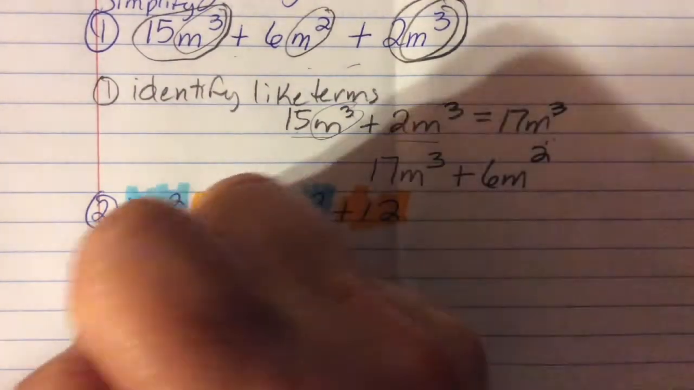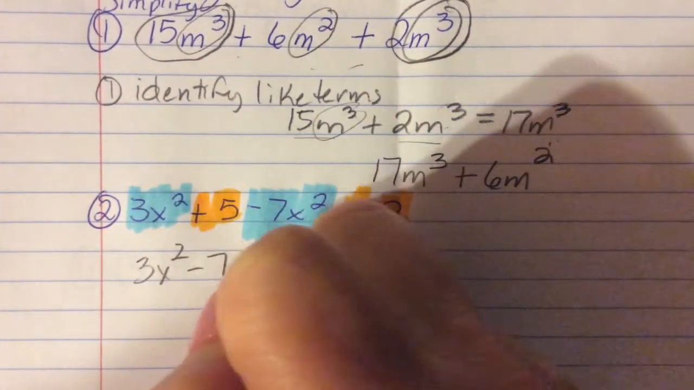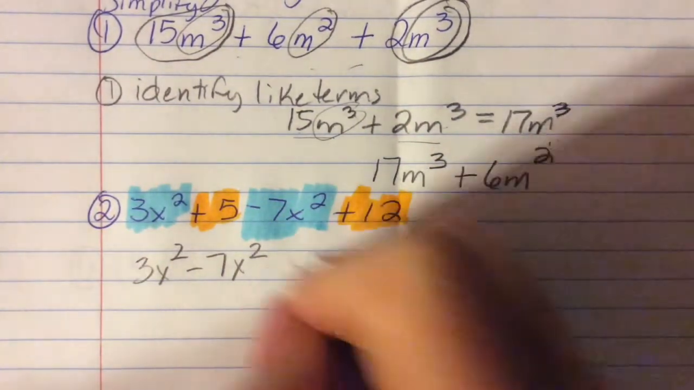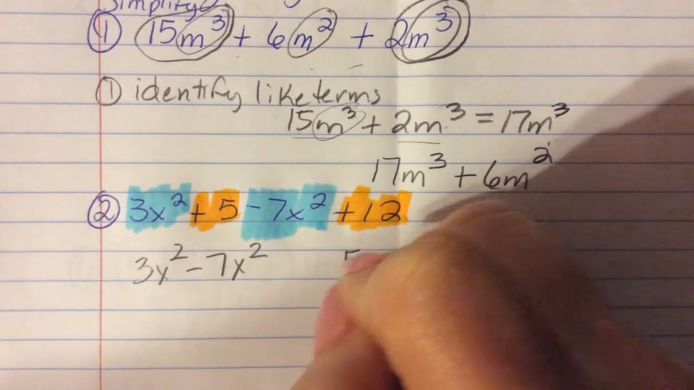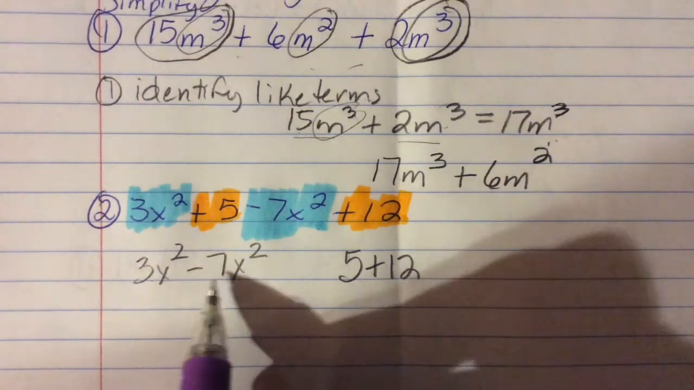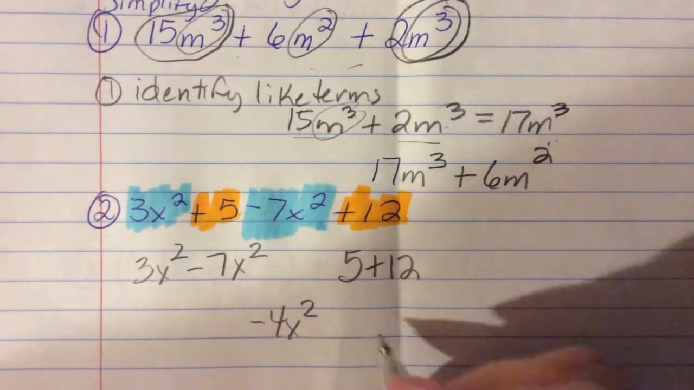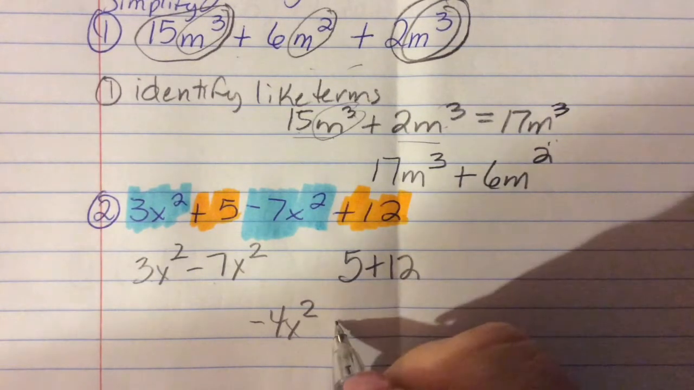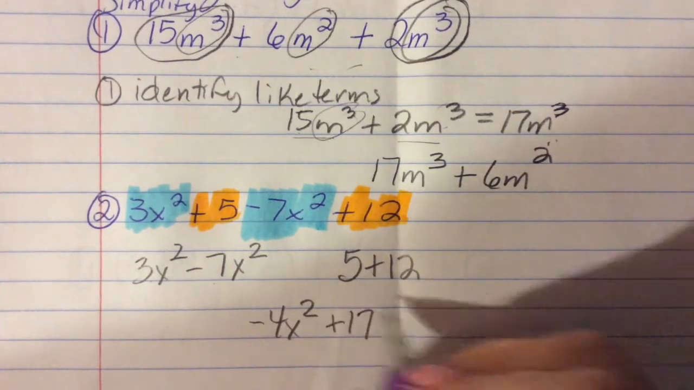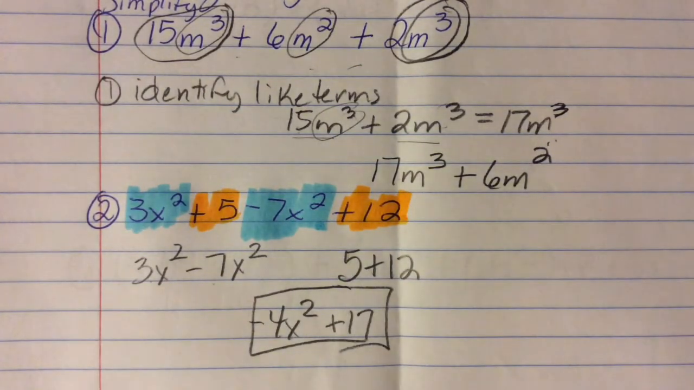One way is I can write them down. So this is 3x squared minus 7x squared. Okay, and then I'm going to put the other two together. It's a 5 plus 12. Okay, so 3 minus 7 is a negative 4x squared. And then 5 plus 12 equals plus 17. So there's this one finished. Okay, we can't solve it. We don't have an equal sign, nor do we know what x equals.